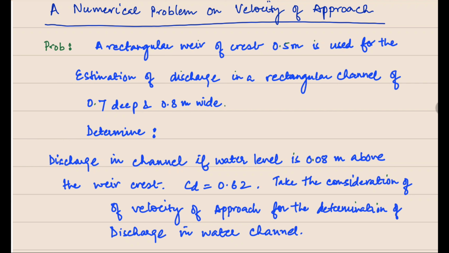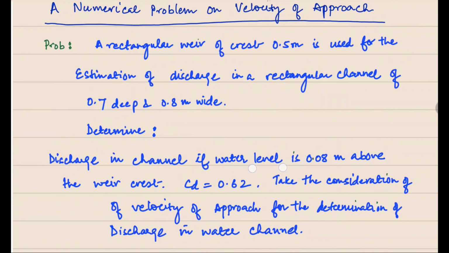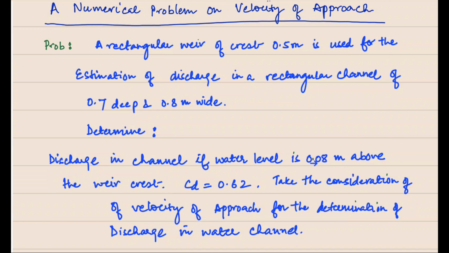Now we will solve a numerical problem on the velocity of approach. The problem given to us is: a rectangular weir of crest 0.5 meter is used for the estimation of discharge in a rectangular channel of 0.7 meter deep and 0.8 meter wide. So we need to determine the discharge in the channel if the water level is 0.08 meter above the weir crest and CD value is 0.62, that is the coefficient of discharge, and we have to take into consideration the velocity of approach for the determination of discharge in the water channel.